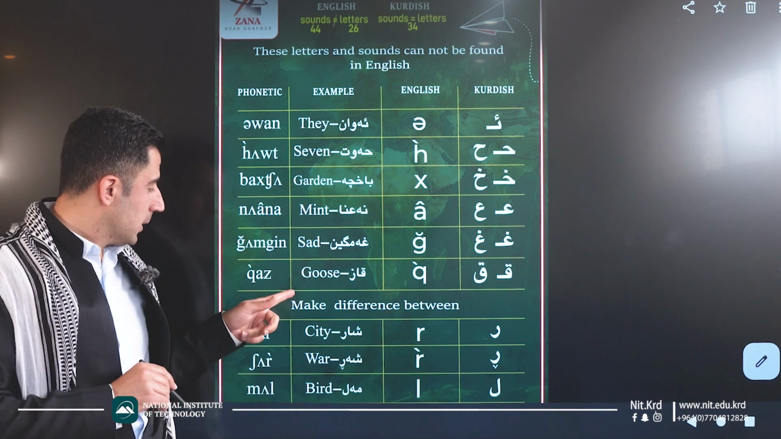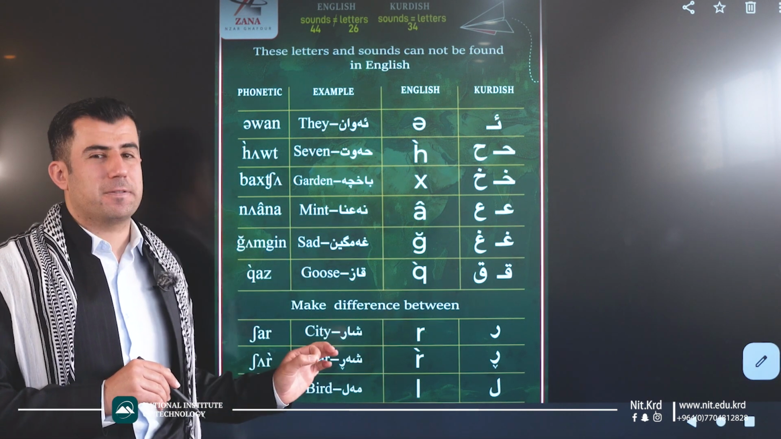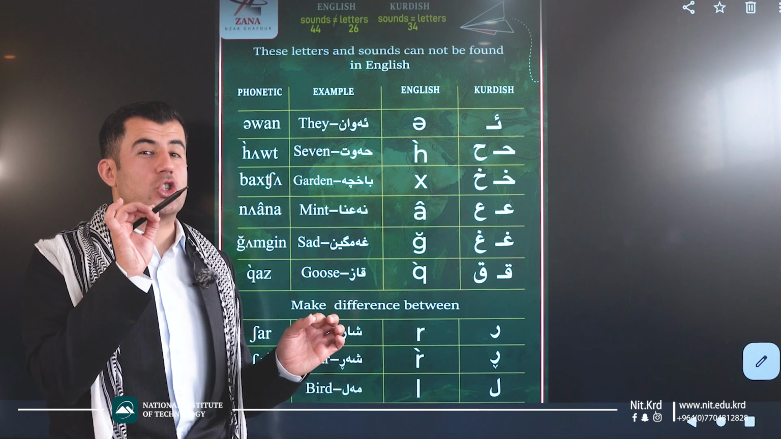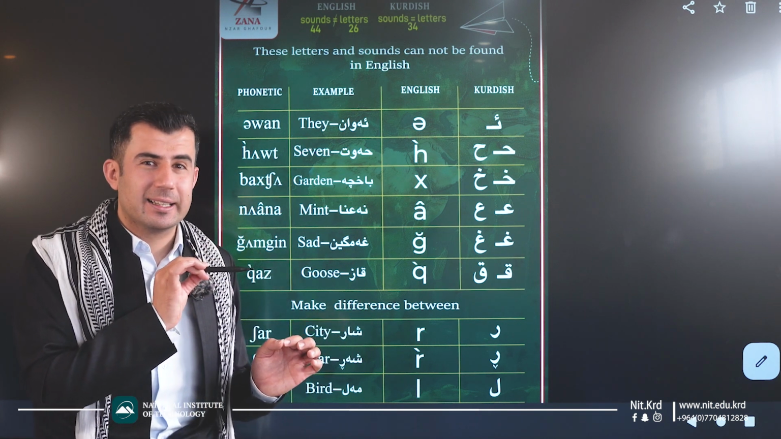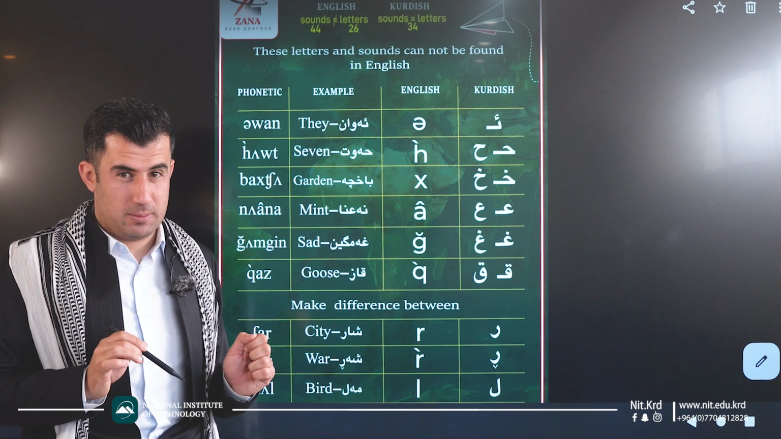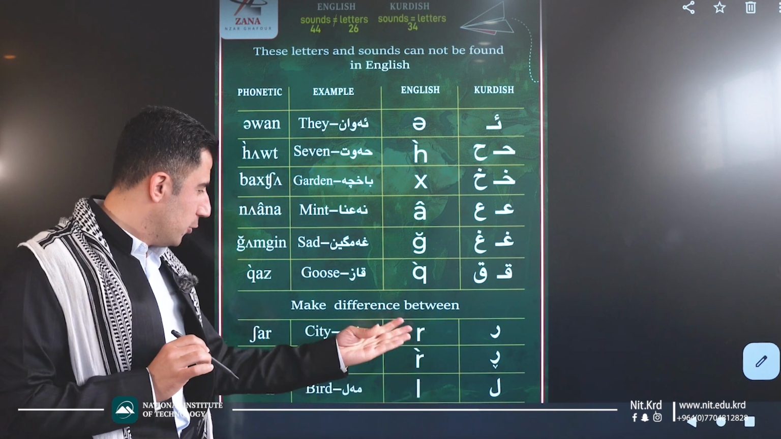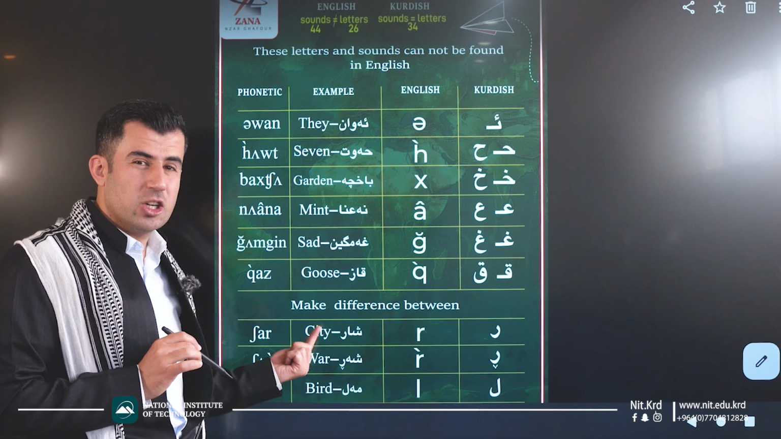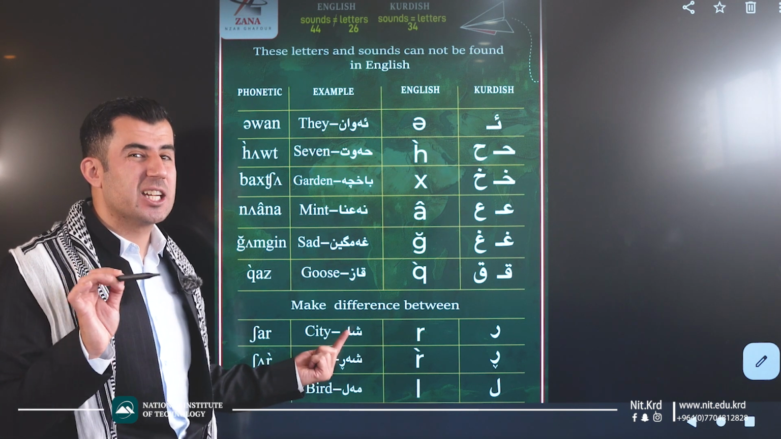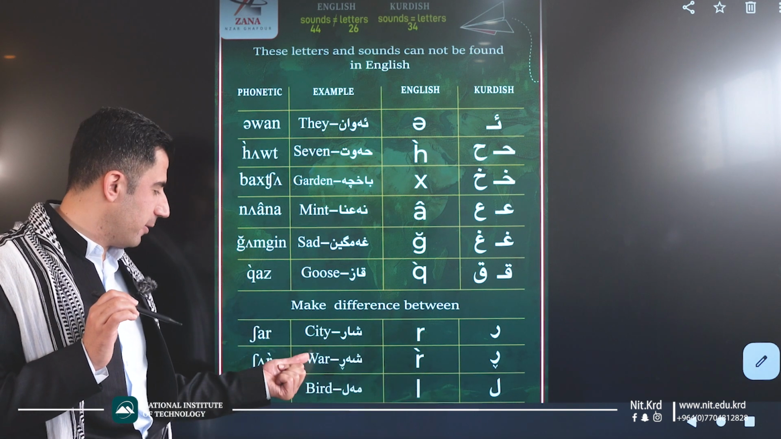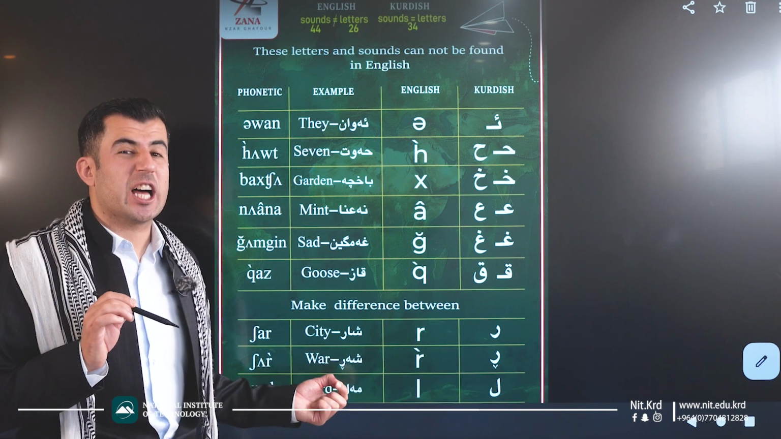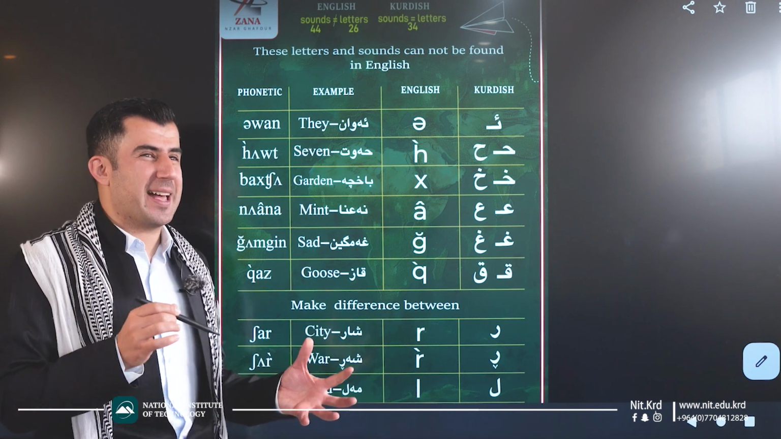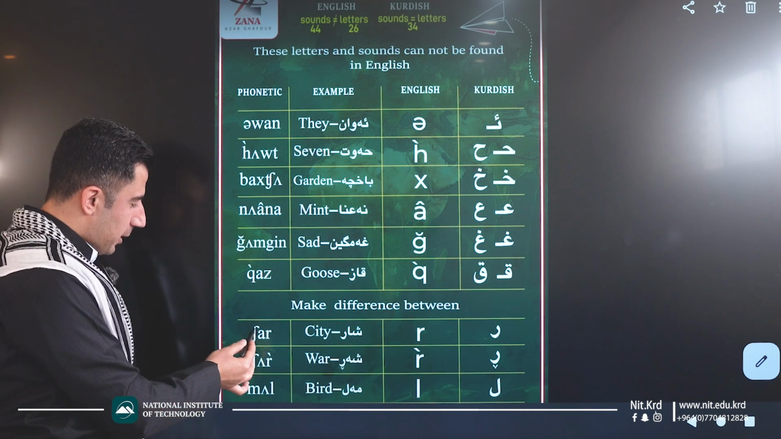Okay. Then, please pay attention to make a difference between re and re. It's not like English. Because sometimes just by changing one re to the other, the meaning of the word will change. Please be careful. For example, this is a city. In Kurdish we say shar. City, shar. But for the other re, just have a look. War, we have shar. It's not re. It is re with a stress. Please pay attention. This is shar.